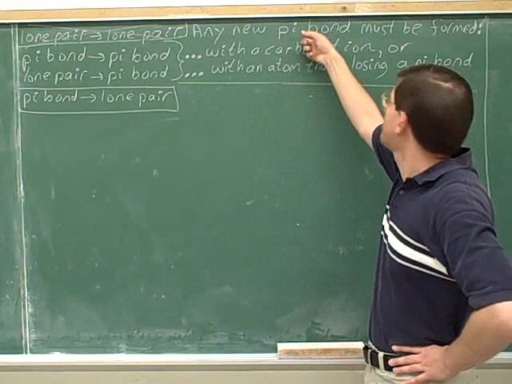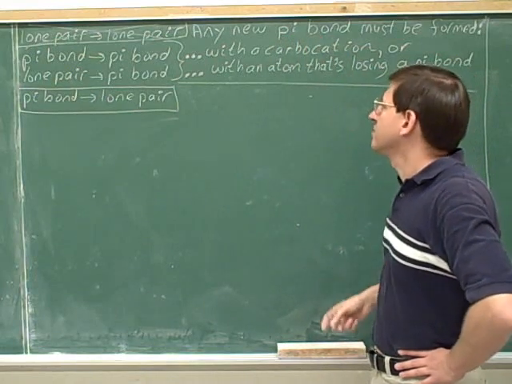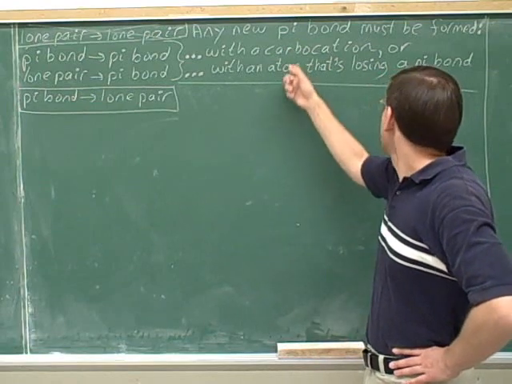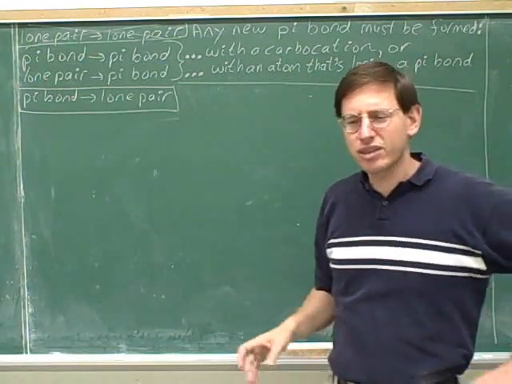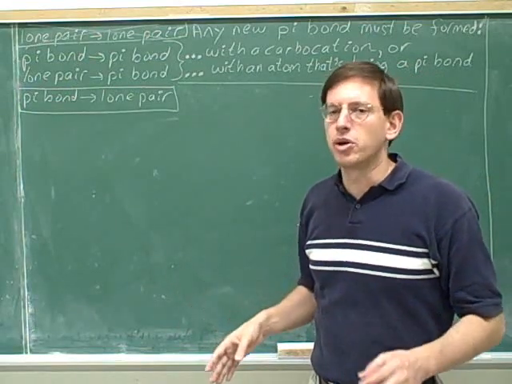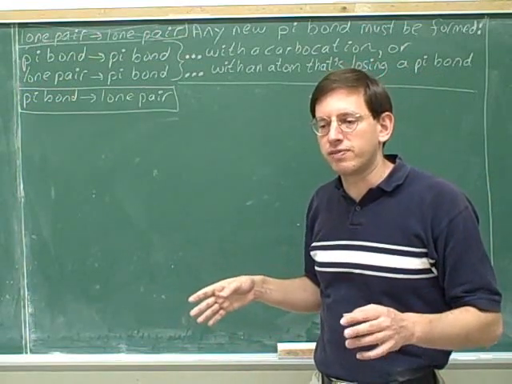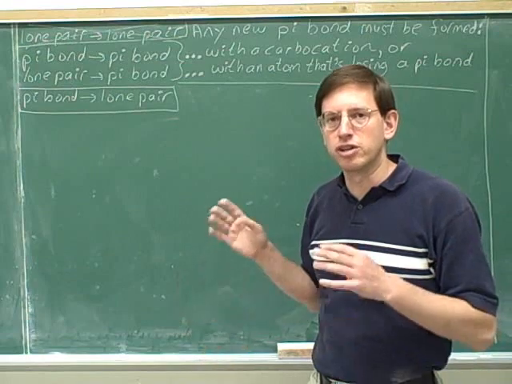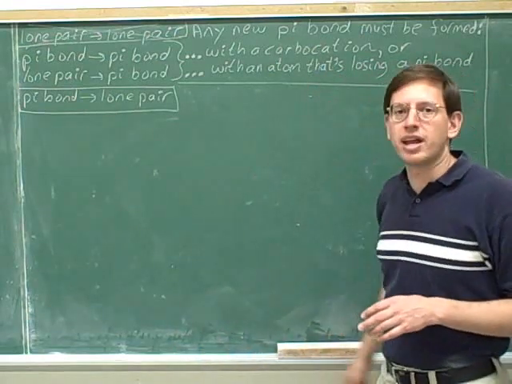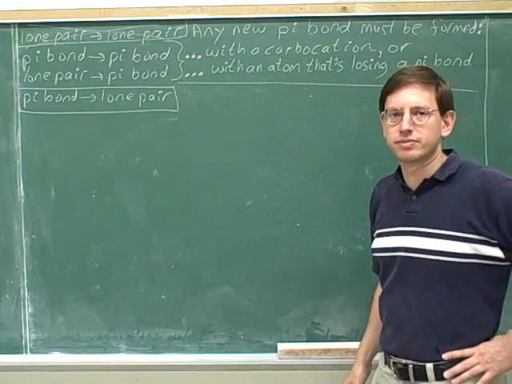If you form a new pi bond, then you have to do it with a carbocation, or you have to do it with an atom that's also losing a pi bond. I think with practice, those are pretty simple things to check for. So again, from now on, you have to be very careful anytime you see that you're forming a new pi bond. Make sure that you're either doing it with a carbocation or with an atom that's losing a pi bond.